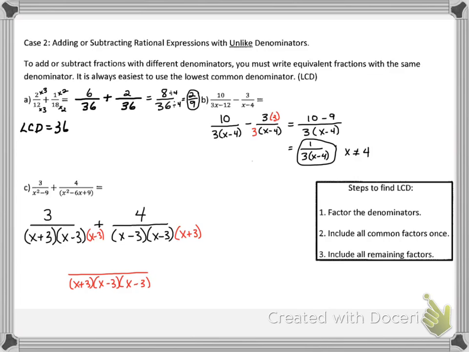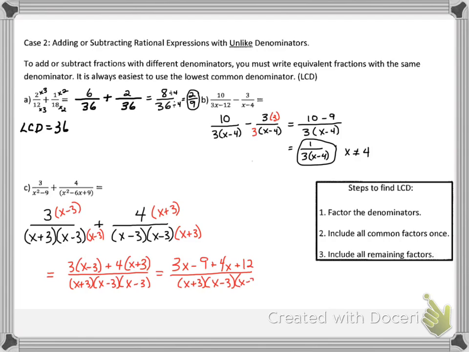The top now in both of those fractions. If I multiply the bottom by x minus 3 in the first fraction, I have to multiply the top by x minus 3. The second fraction was x plus 3, so I've got to multiply the top by x plus 3. And so now I'm going to get 3 times (x minus 3) plus 4 times (x plus 3) for the numerator. I can clean that up, expand it: 3x minus 9 plus 4x plus 12 over my denominator.